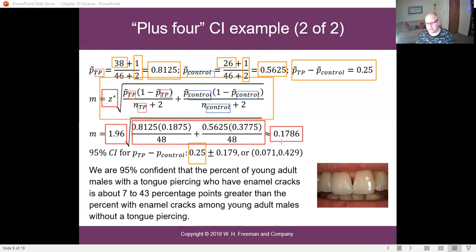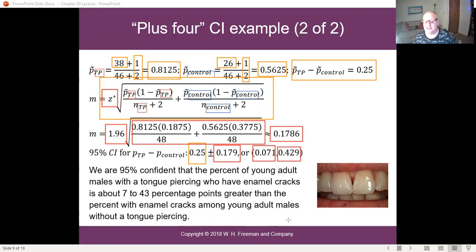Now you can take the margin along with Z star, multiply them, and that is going to be your orbit around the difference. The difference is 0.25, and then that product, Z star times the margin, is going to be added to that number and subtracted from that number. Now you have an interval. The numbers turn out to look just like this. You do 0.25 plus or minus 0.179, and if you do it plus, you get this number. If you do it minus, you get this number.